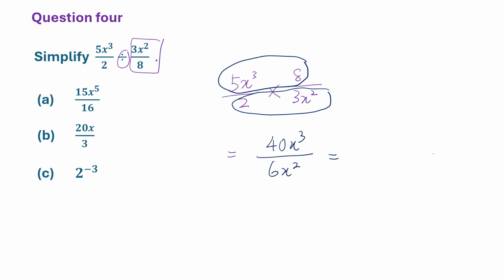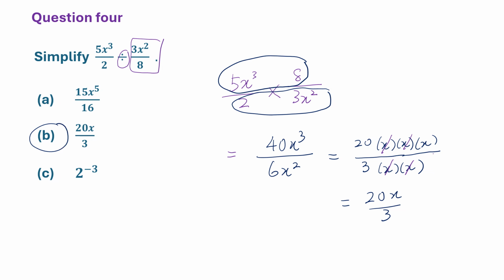So 40 divided by 6, if you were to use your calculator, you will get 20 over 3. And x cubed means x times x times x. And x squared means x times another x. So you see that this and this will give you 1, this and this will give you 1. So the answer you should be getting is 20x over 3. And that is B. Did you manage to get it correct?